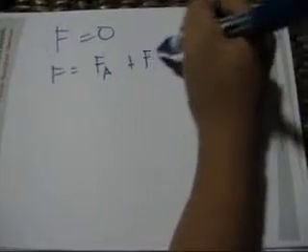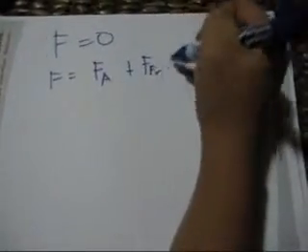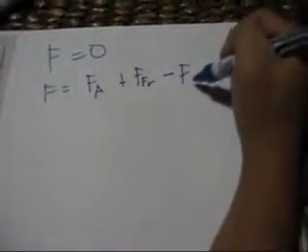Solve these equations 1, 2, and 3. According to Newton's second law, we know that all forces should be equal to 0. All forces present in this problem are the buoyancy, Fa, plus friction, minus the force of gravity. Now all of these are equal to 0.